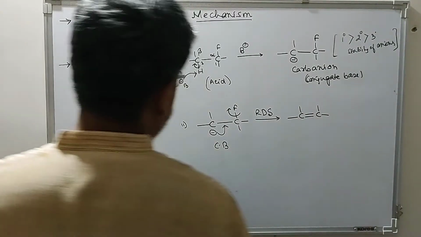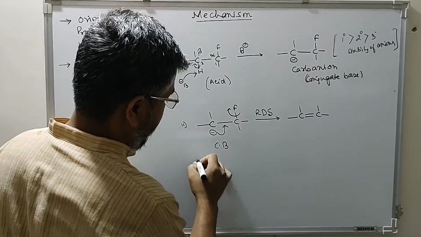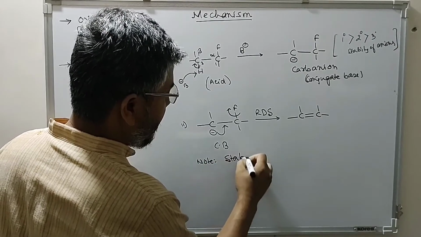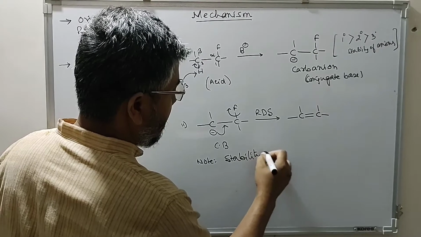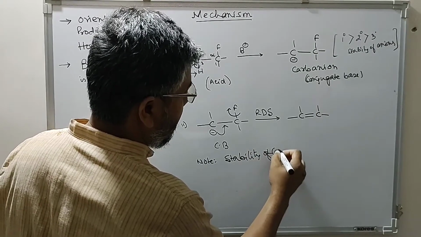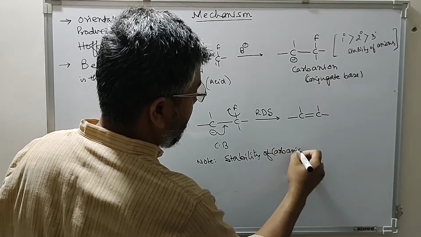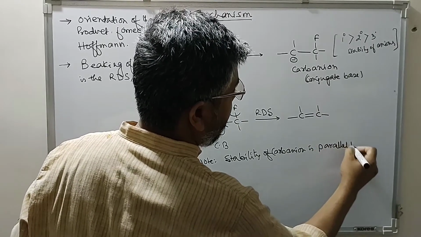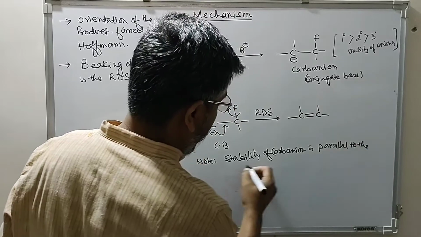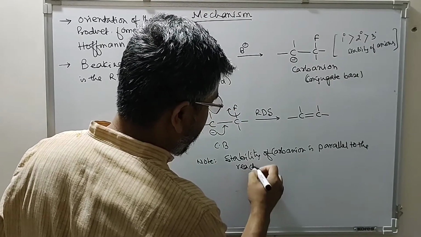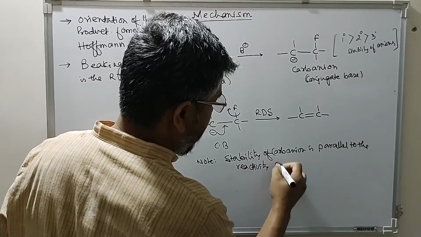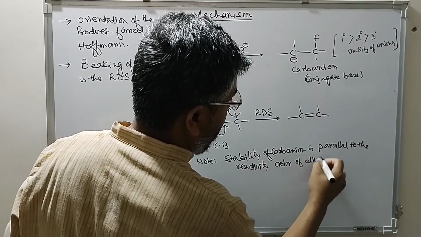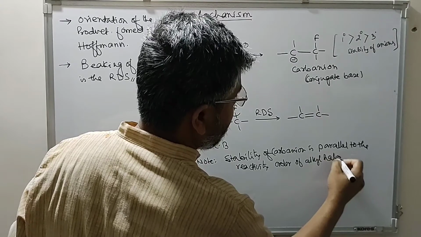So write down: stability of carbanion is parallel to the reactivity order of alkyl halides.